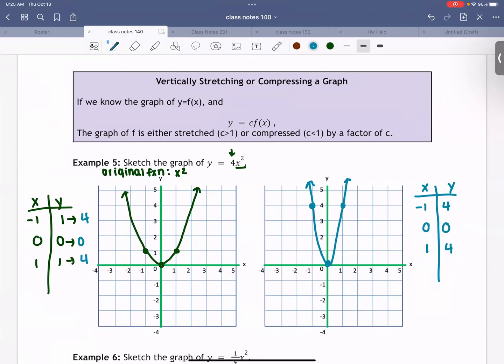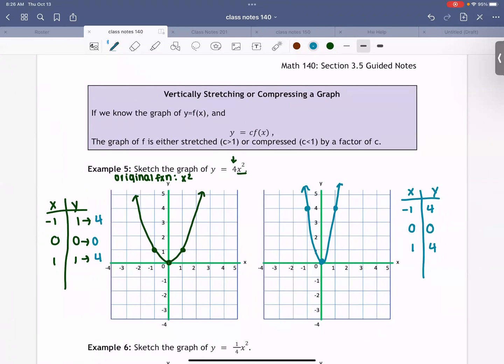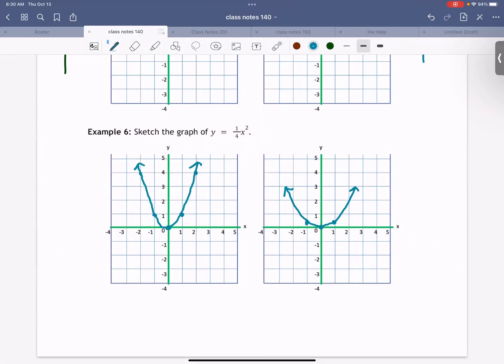All right. Why don't I let you do example number 6? Same sort of deal here. We're taking x squared, but now I'm going to multiply by 1/4 instead of 4. Same question as example number 5, but instead of multiplying by 4, we multiplied by 1/4. Grace did a great job of drawing out her parent function, x squared, which is exactly why we drew the same parent function last time.